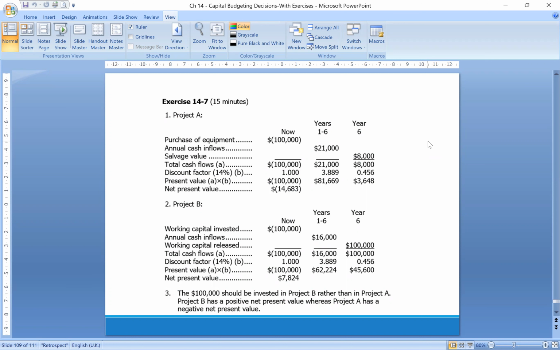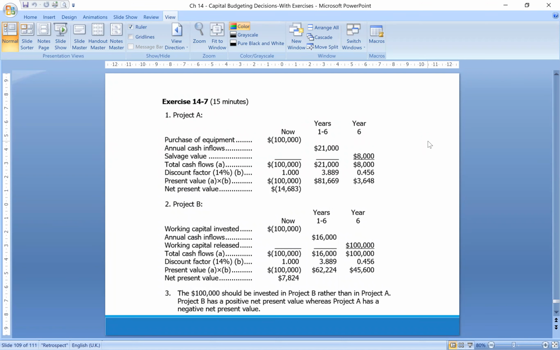What else? Annual cash inflows from 1 to 6, 16,000 positive, the same factor 3889, and this answer will be what? 62,224.